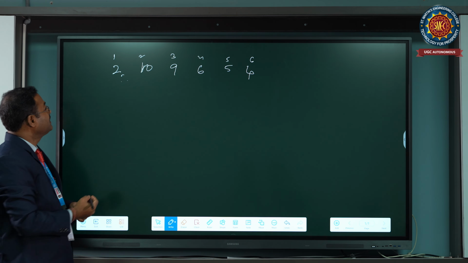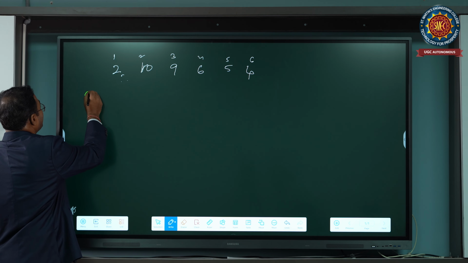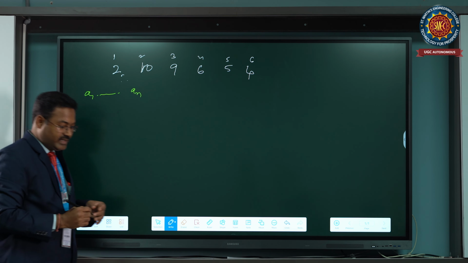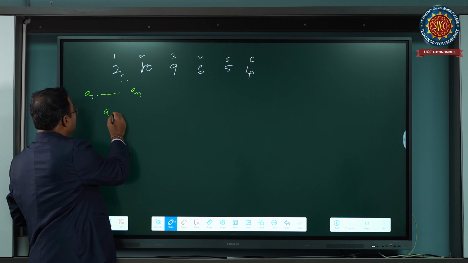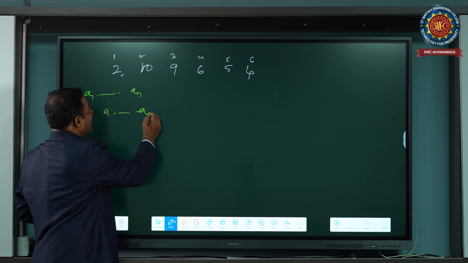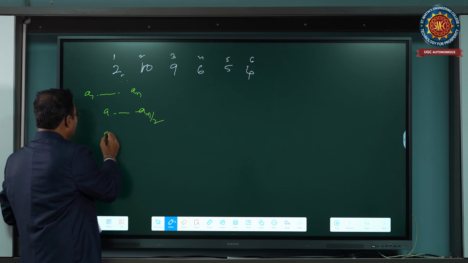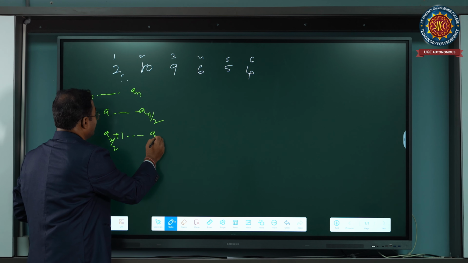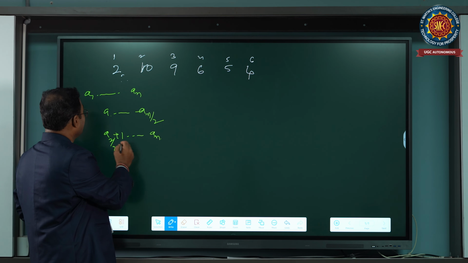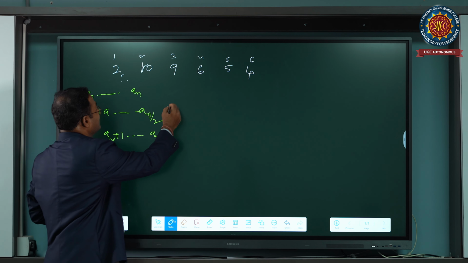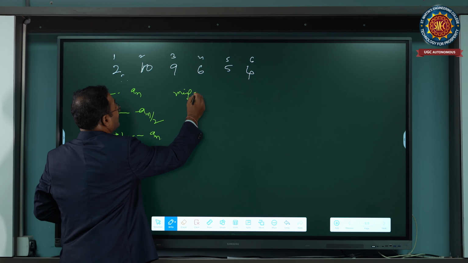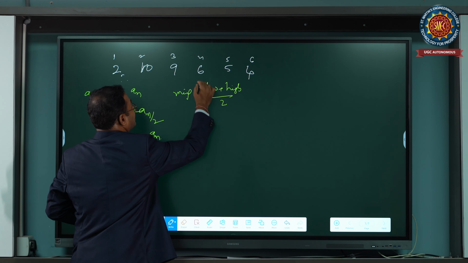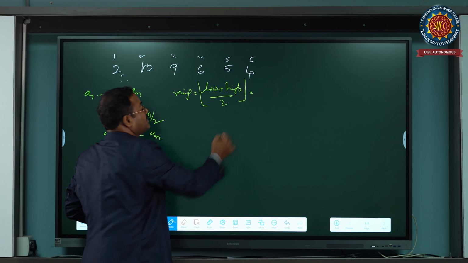I have to divide the problem into A1 to AN elements. I have to divide the problem into A1 to A n by 2 and A n by 2 plus 1 to An. Here, based on the mid, which is floor of low plus high by 2. This is the floor symbol.